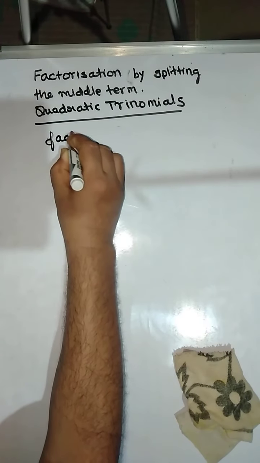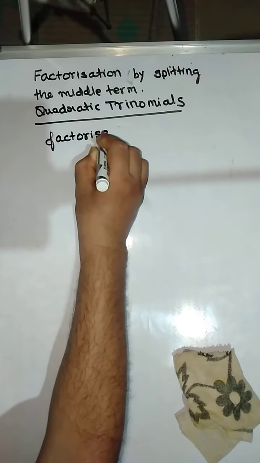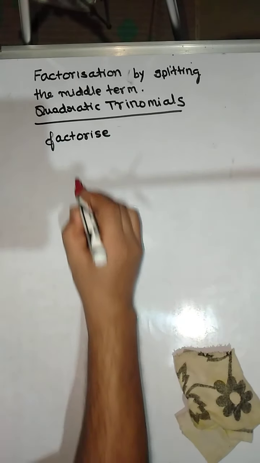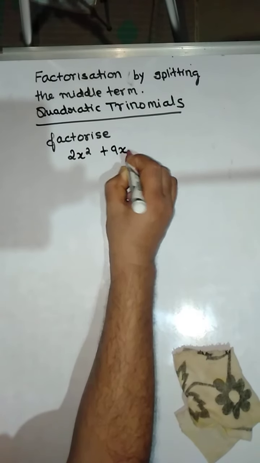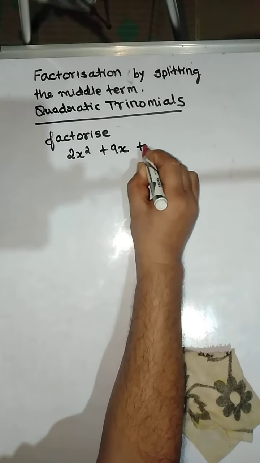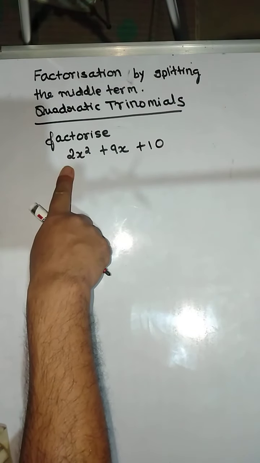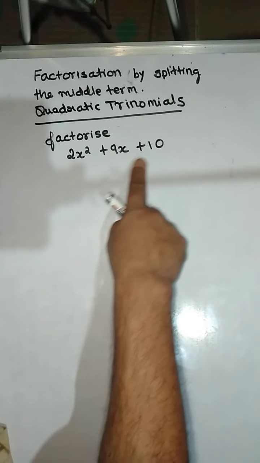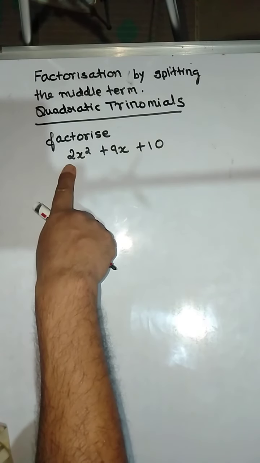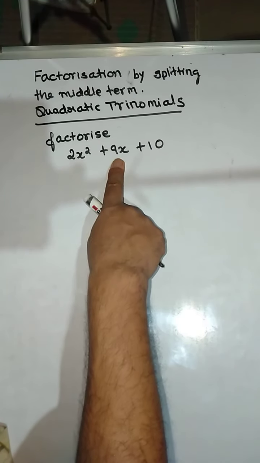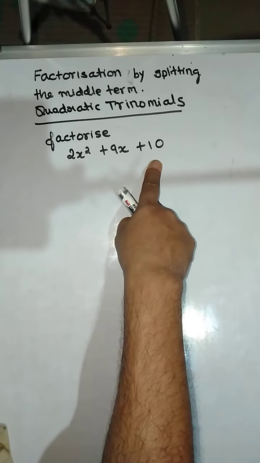Let's look at a problem. If I say factorize 2x squared plus 9x plus 10. So here you have your coefficient of x squared as 2 and your constant as 10, and your middle term, which is the coefficient of x, is 9. So a is your 2, b is 9, and c is 10. We discussed that just a while back.